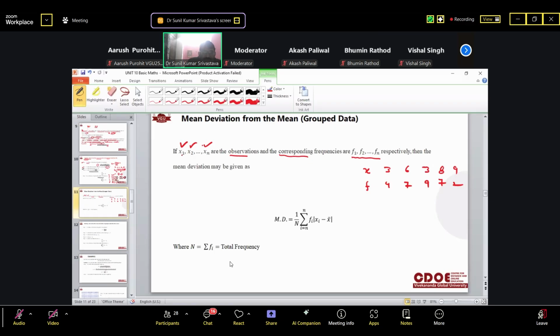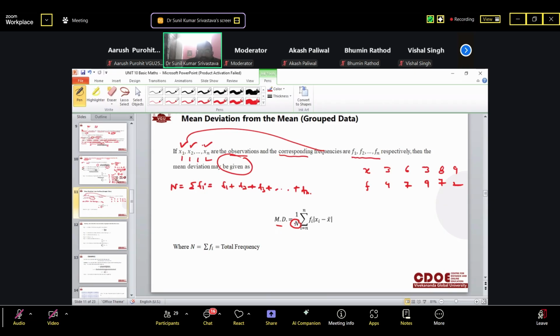Suppose we are given a number of observations x1, x2, x3, and so on up to xn, and the corresponding frequencies are given as f1, f2, up to fn respectively. Then the mean deviation will be given as 1 by n, where n means the total frequency. Total frequency means the sum of all the frequencies, that is f1 plus f2 plus f3 up to fn.